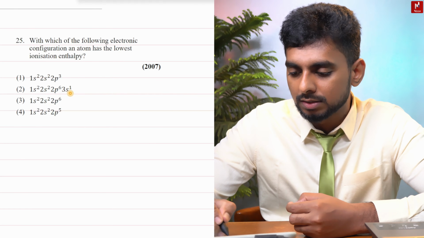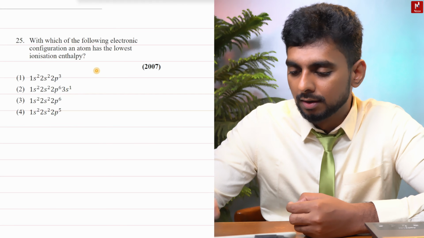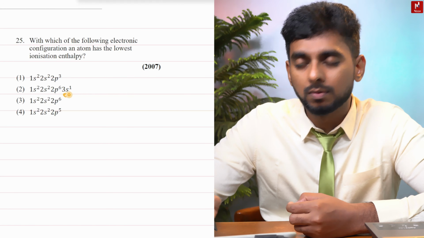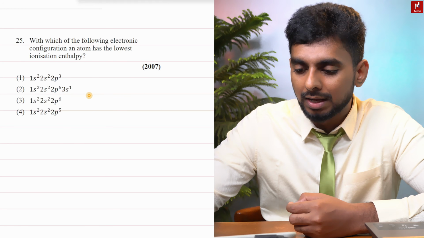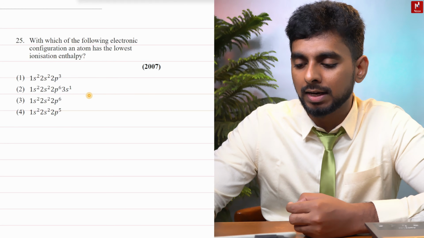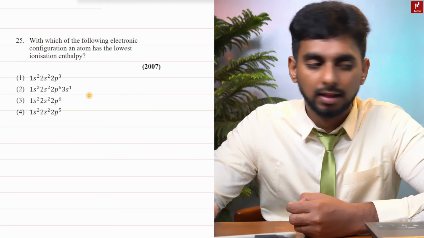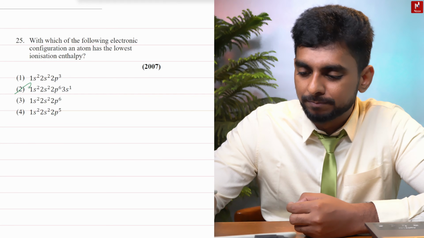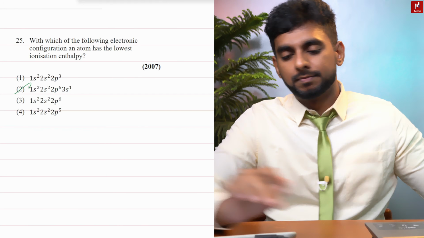1s2, 2s2, 2p6, and then 3s1. Yeah, that's going to be sodium, right? So as you move down, the first one is 3s1, which will have the lowest ionization enthalpy, because down the group the ionization enthalpy decreases, right? The answer over here is option 2. It has to be clear, simple one. Let's move to the next one.